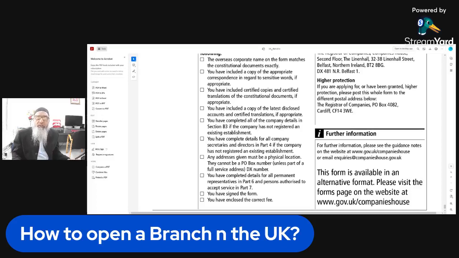If the company has not registered an existing establishment, you have completed details for all company secretaries and directors in part 4. Any addresses given must be a physical location. They cannot be a PO box number unless part of a full service address with a DX number. You have completed details for all permanent representatives in part 6 and persons authorized to accept service in part 7. You have signed the form and you have enclosed the correct fee.